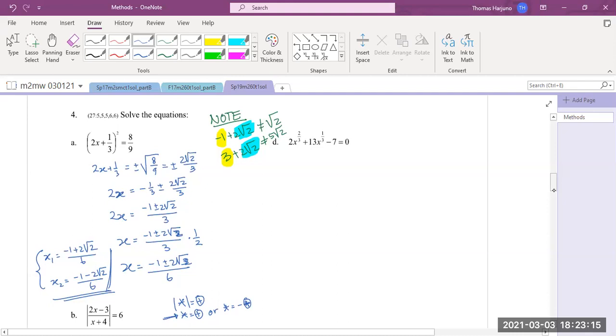Part D. 2 times something squared equals 13 times the same thing minus 7. I notice that this is actually a quadratic-like equation, because for this term, the variable part is the square of the variable part here, and the other term is constant. So I will use the quadratic-like equation method. Let x to the 2/3 equal u. So the equation now becomes 2u squared plus 13u minus 7 equals 0.